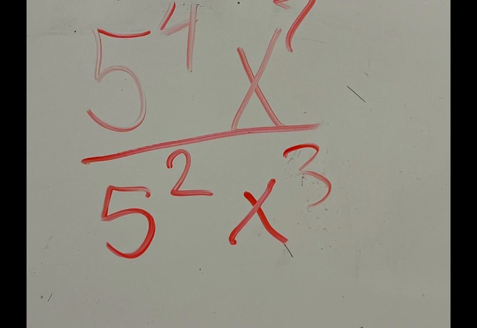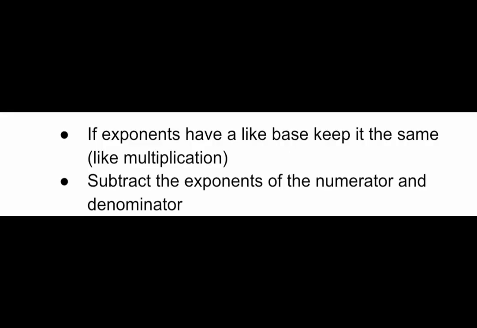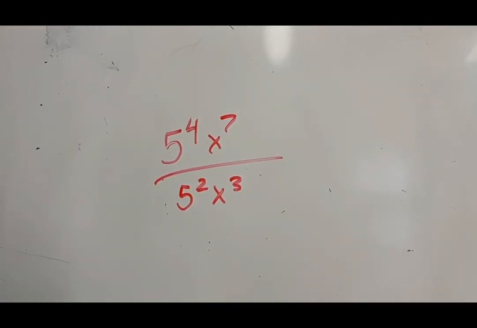Problem 3, 5 to the power of 4, x to the power of 7, divided by 5 to the power of 2, x to the power of 3. Now, since this problem is division, there are new rules. When dividing using like bases, keep the base constant and subtract the exponents of the numerator and the denominator.